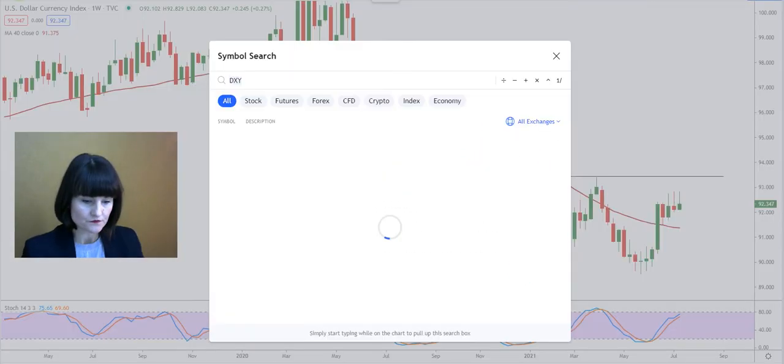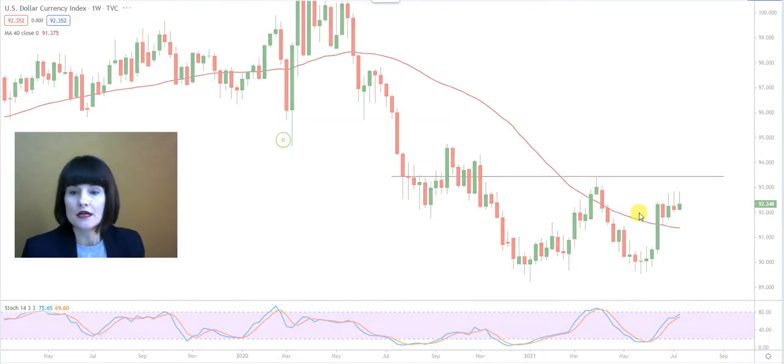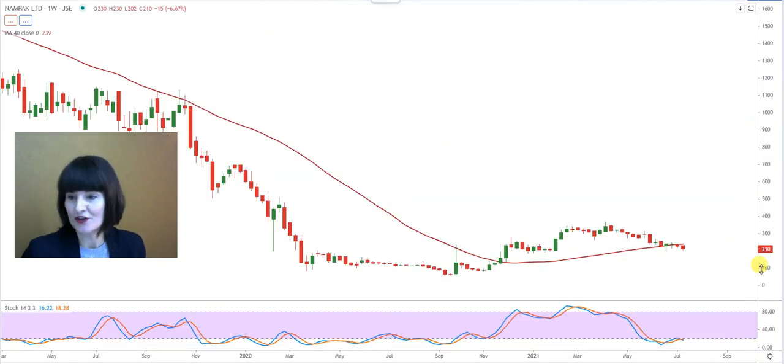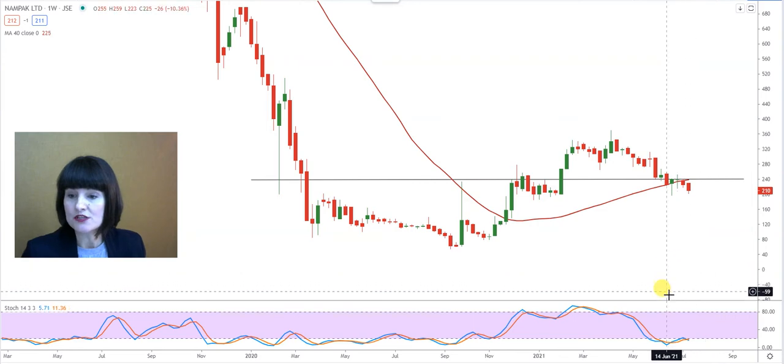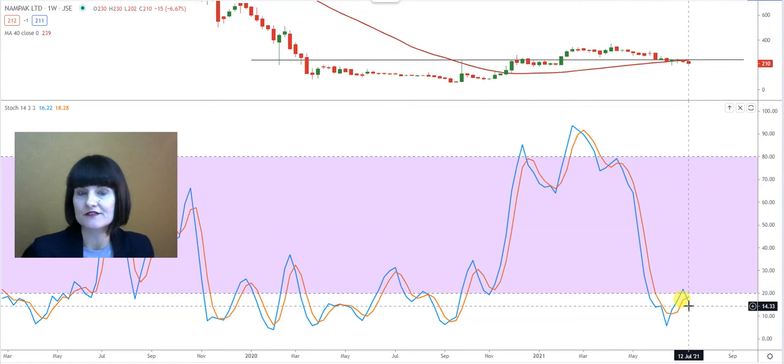All right. Rian wanted us to look at Nampak. At the moment, we can see that Nampak, my internet is a little bit slow, just bear with me. I'm sure it's going to catch up. There you go. My stochastic, let's start there. My blue line has broken downwards through my orange line. We know that means a negative divergence.